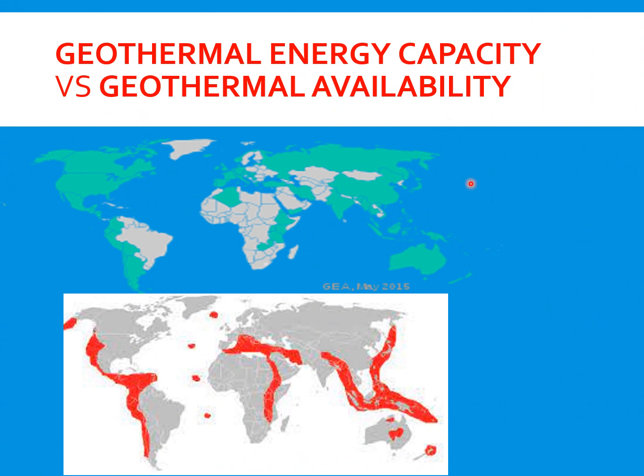Now let us look at this figure. This is about geothermal energy capacity and the geothermal availability. In this first figure, the green color indicates the capacity of the geothermal energy, and in this figure, the red color indicates the availability of geothermal. With the help of geothermal energy, electricity is produced in these areas, while it can cover this whole area to supply electricity with that geothermal energy.